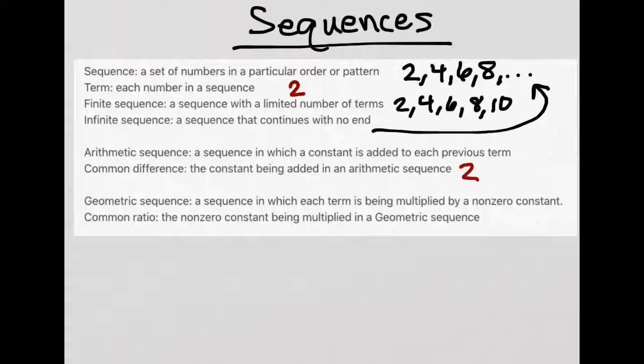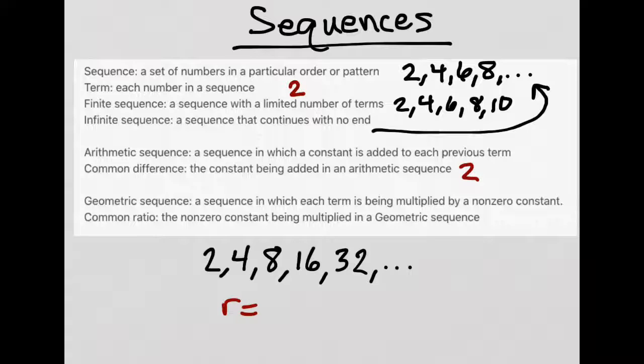A geometric sequence is going to be one in which each term is being multiplied by a non-zero constant. So for example, instead of 2, 4, 6, 8, we might have 2, 4, 8, 16, 32, etc. Now this one is geometric because instead of adding something each time, we're multiplying. And in this case, our common ratio, or what we're multiplying each time, is going to be 2.